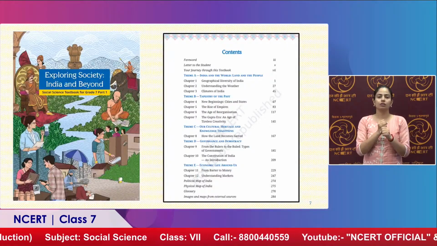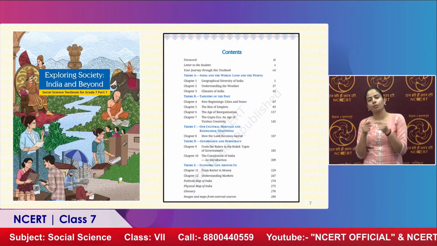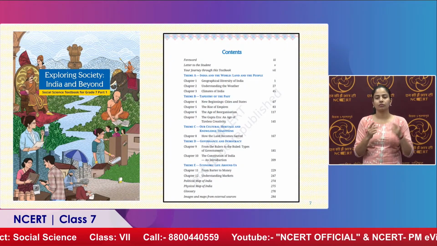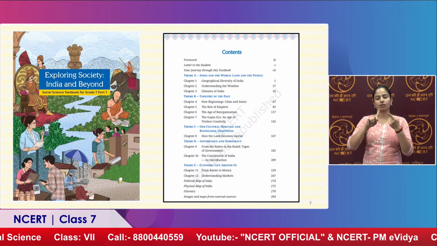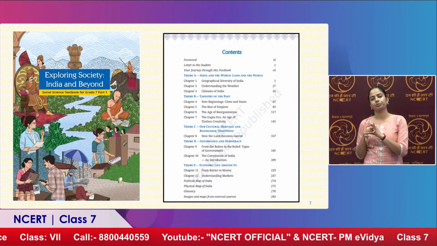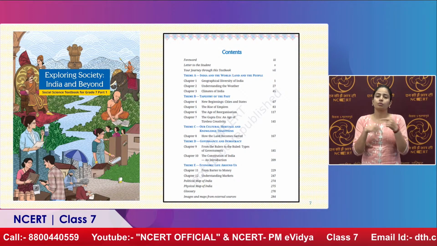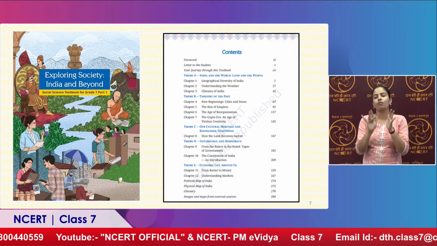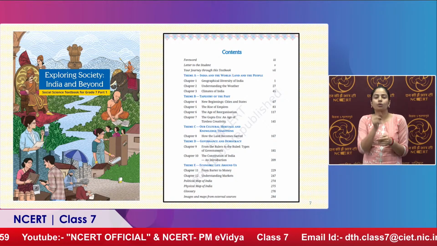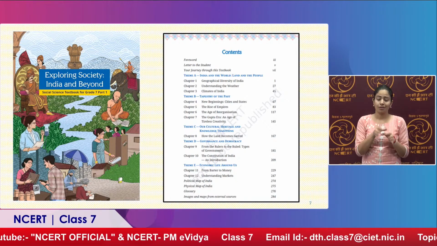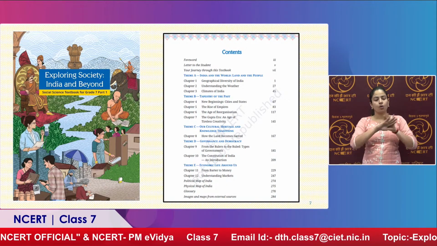Theme D, Governance and Democracy, gives a sound understanding of the political system to some extent. And Theme E, the Economic Life Around Us, depicts the economic dimensions in society. So this book is really very unique, and it completely focuses on the idea of core essentials for the learners. This is how we managed 3 different books into one book.